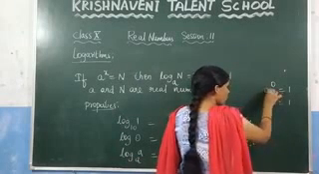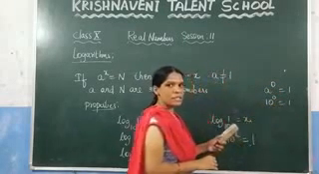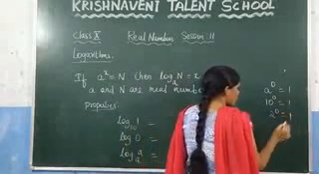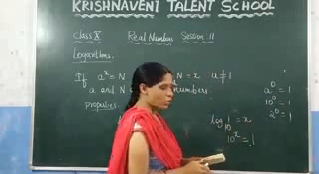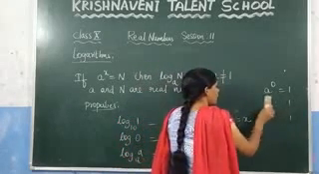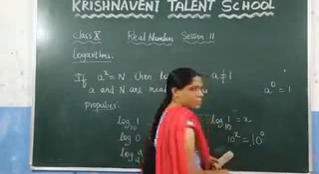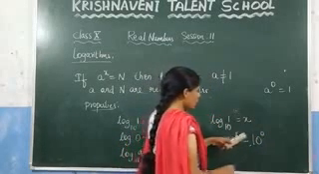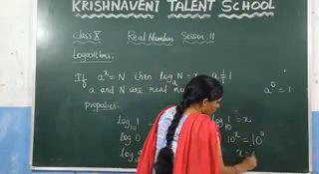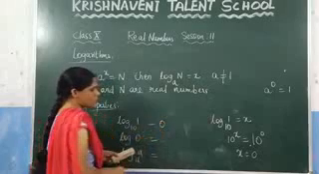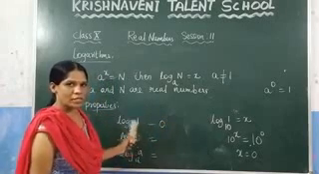In place of the base you can write any number, and the result will always be equal to 1. 2 power 0 is 1, 3 power 0 is 1. Anything to the power of 0 is always 1. So we can write this as 10 power 0. Since the bases are equal, you can equate the powers. So the value of x is 0. So what is the value of log 1? It is 0. The log 1 value is always 0.